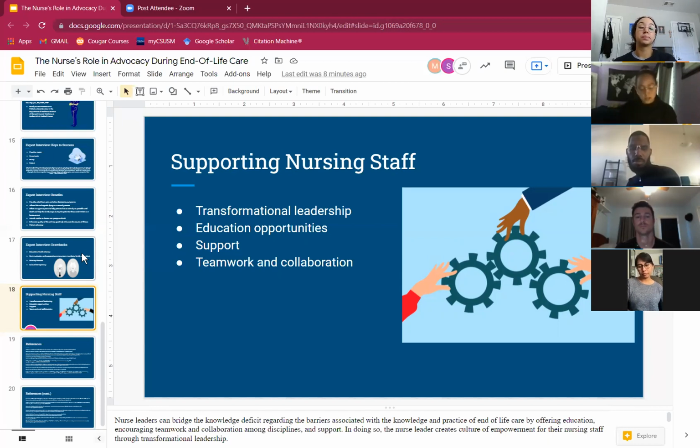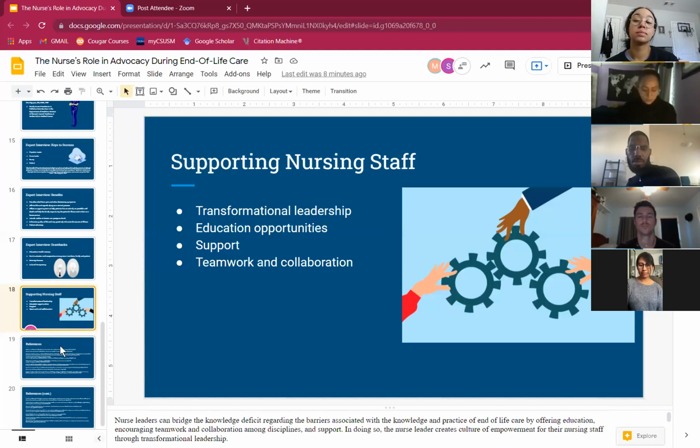The nurse leader can establish support groups, training and coping mechanisms, and peer-to-peer support. These supportive measures will help alleviate the emotional strain that can come with end-of-life care and reduce burnout and fatigue, which essentially improves patient care overall.